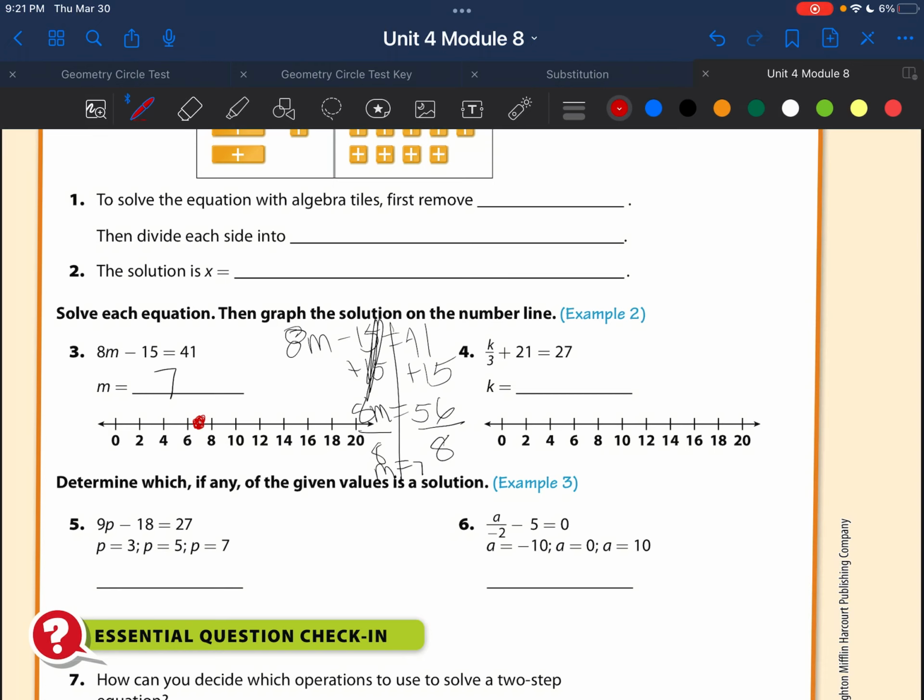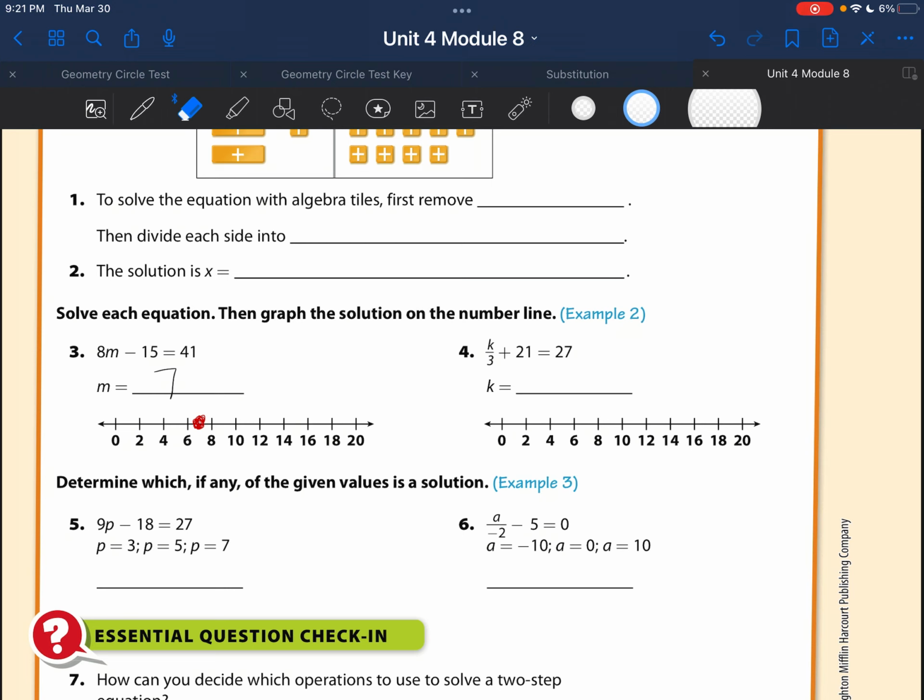All right, go ahead and try number 4. Go ahead and pause it, please. All right, let's go ahead and go over number 4. All right, I'm going to rewrite it. k over 3 plus 21 equals 27.